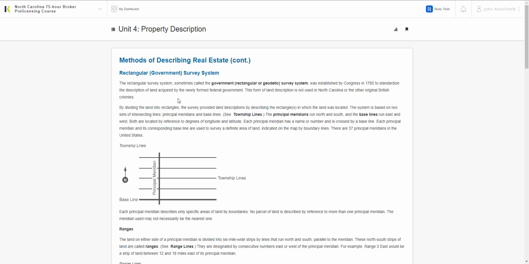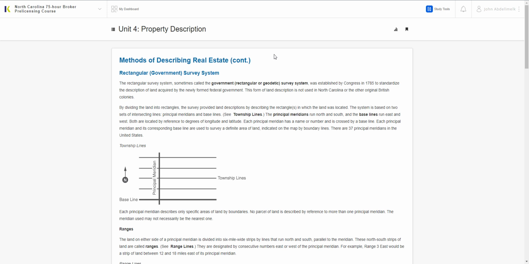Okay, so now going into the next part of the property description and methods of describing real estate. We have the rectangular survey system, right? So the rectangular survey system, sometimes called the government survey system, was established by Congress in 1785 to standardize the description of land acquired by the newly formed federal government. This form of land description is not used by North Carolina or the other original British colonies.